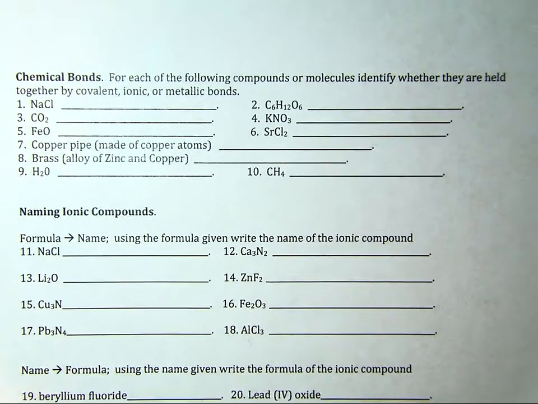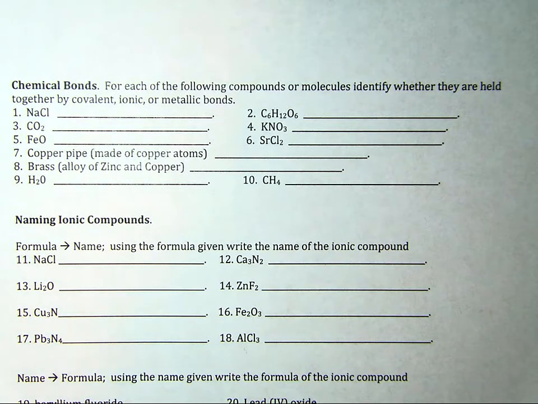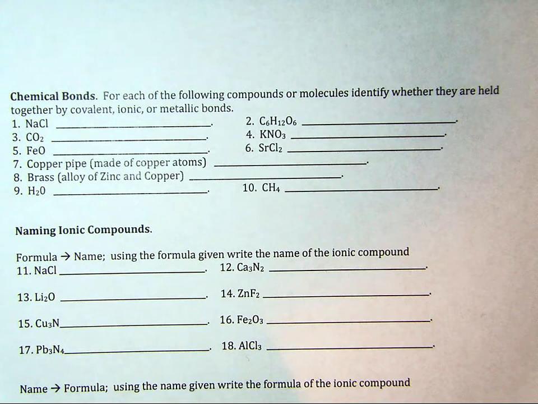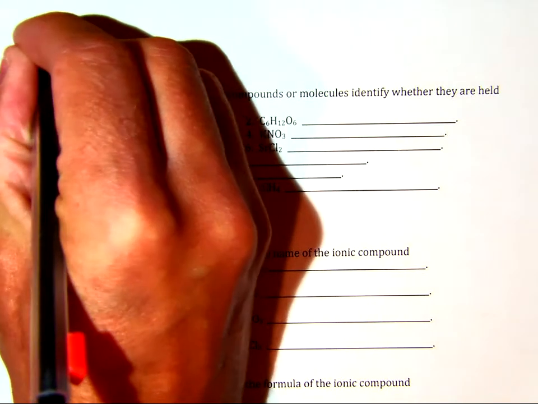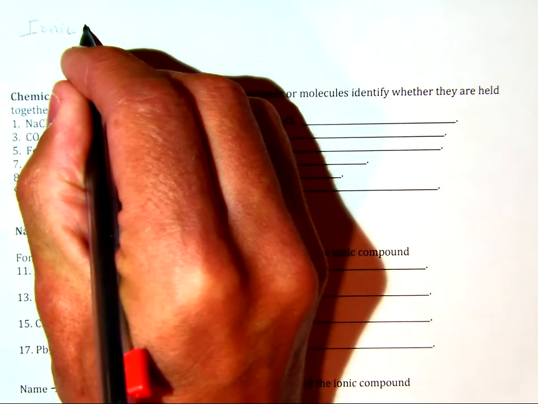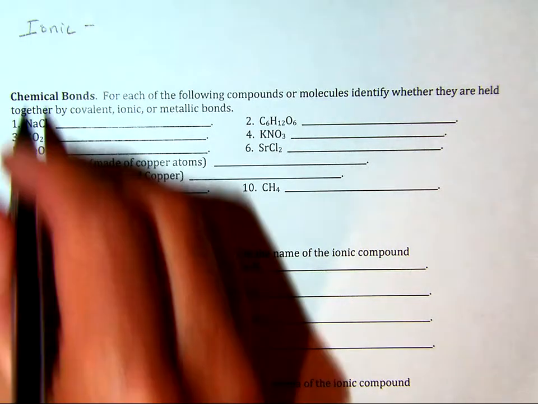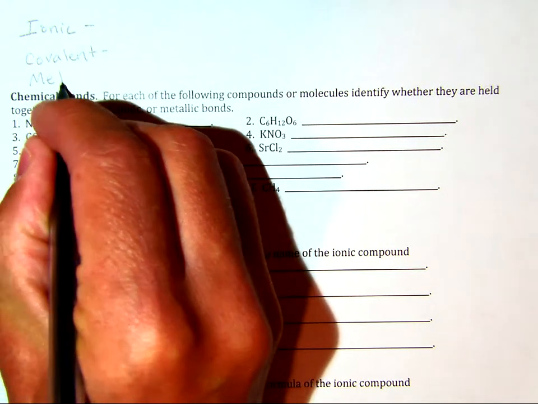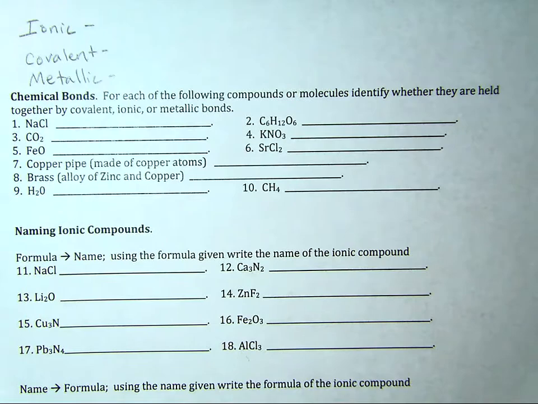So chemical bonds. On this page, it says for each of the following compounds or molecules, identify whether they are held together by covalent, ionic, or metallic bonds. Before we start this, I want you to make a note on the top of this page. We've talked about three different types of chemical bonds: ionic bonds, covalent bonds, and metallic chemical bonds. So let's make a note, and I think this will help us with this section.